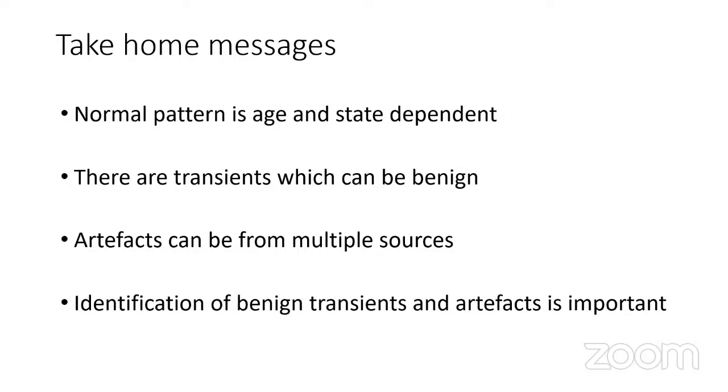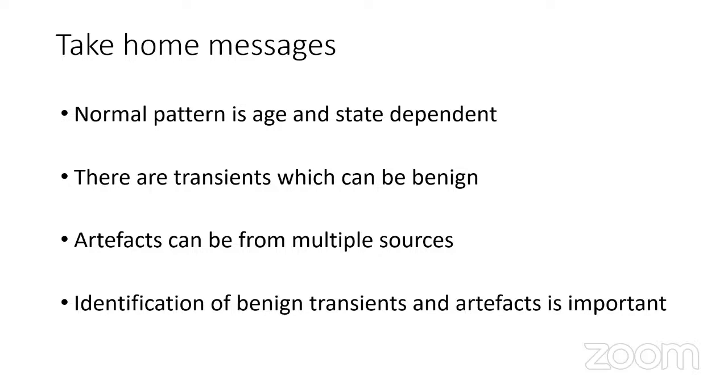Now, besides these normal brain patterns, we can have certain transients which originate from the brain, but they can be benign variants. So they are not present always, maybe seen in few, but they have physiological implication and they are not pathological. Artifacts can be from multiple sources.